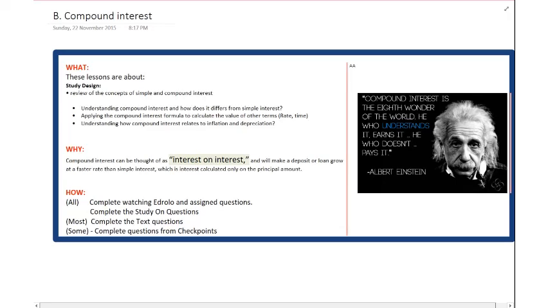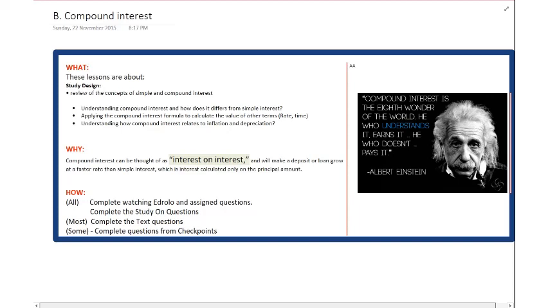Okay, so what we're looking at here is compound interest. We've talked about simple interest, and we know that the interest earned is only focused on the principal, that initial amount that you've invested or you've got a loan on. That's the only part that gets interest used on it.